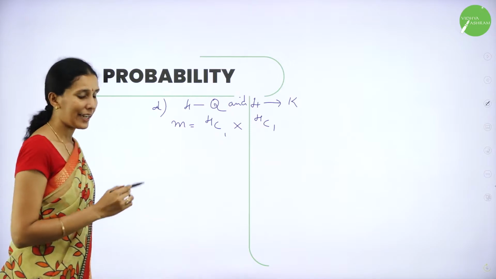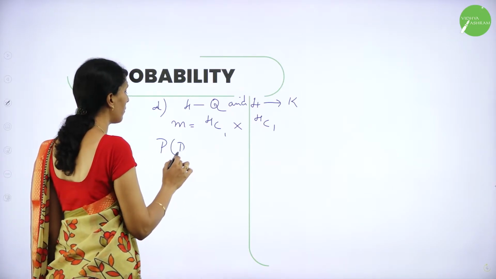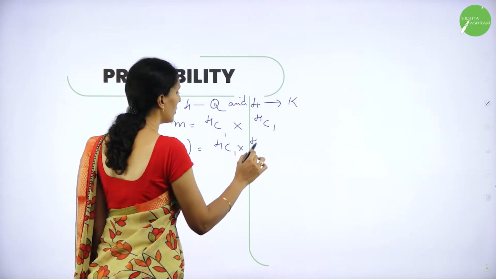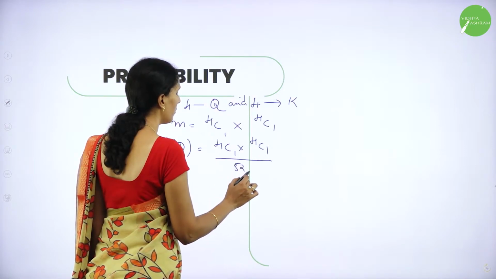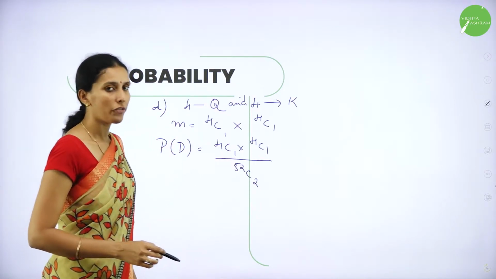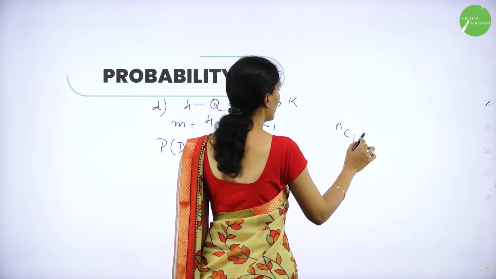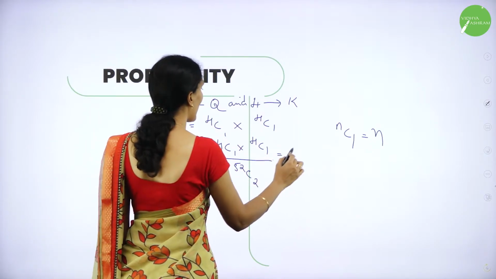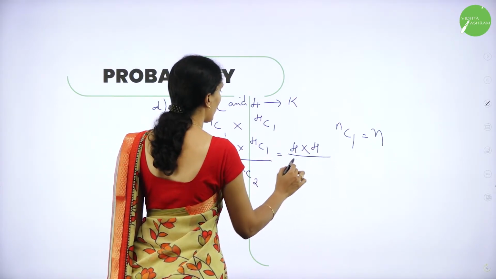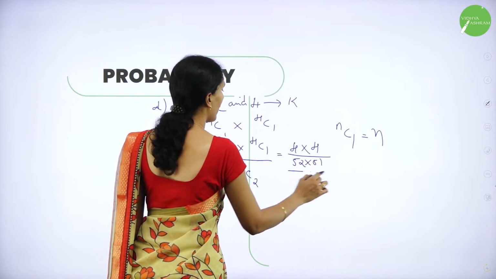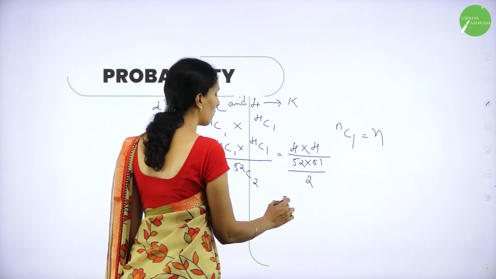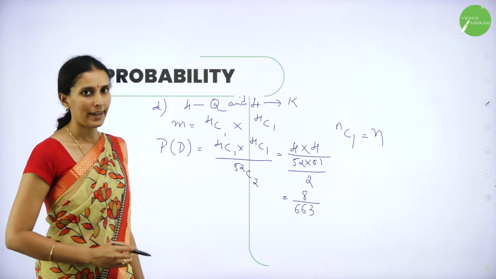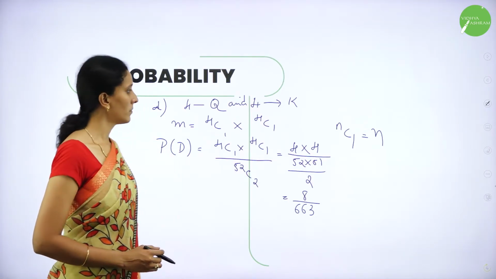So therefore if I take this D as an event for this problem, then probability of D is given by 4C1 into 4C1 divided by 52C2. Remember the formula of NC1. So this is the property of NC1. NC1 is nothing but N. So you can directly write it as 4 into 4 divided by 52 into 51 divided by 2. So that is equal to 8 divided by 663. So this is what I'll get. So moving on to the next question.